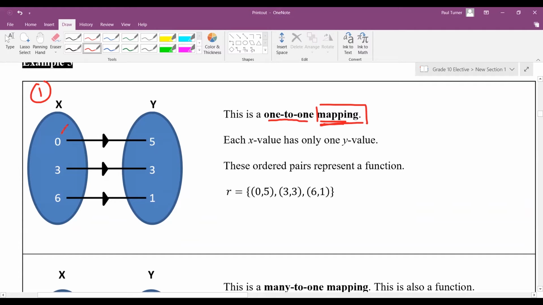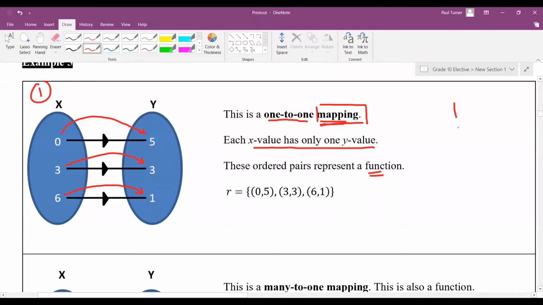But this is one number to one number. 1 to 1. 1 to 1. So each x value has only one y value. And we can write that as the ordered pairs. So 0, 5, 3, 3, 6, 1. So this is your ordered pairs here. So this here is a function, okay, because each x value only has one y value. So that's the first kind you're going to come across.